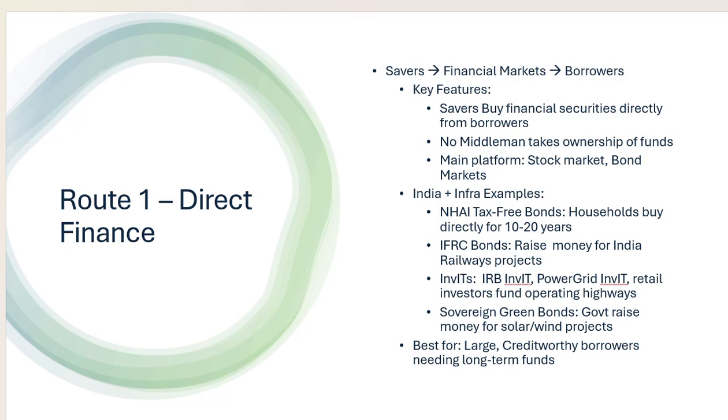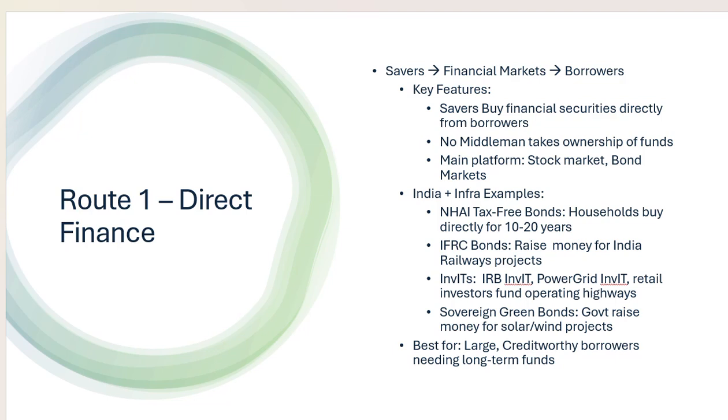The key feature of this is that the saver buys the financial security directly from the borrower. There is no middleman or intermediate entity, and no ownership of the fund happens; the borrower will be the owner of your fund. The main platforms are the stock market or the bond market. These are the two main platforms where you go and buy for direct finance investment.